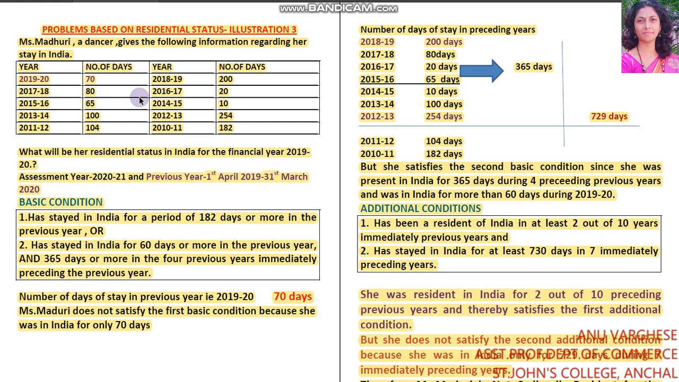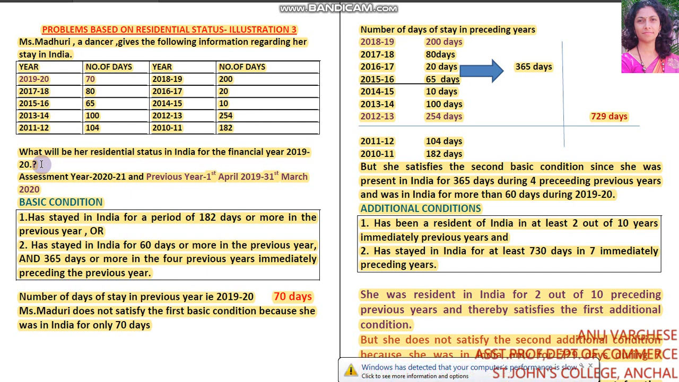Dear students, today we are going to do another problem, that is illustration 3 based on residential status. Let us read the question. Miss Madhuri, a dancer, gives the following information regarding her stay in India. Year and number of days of stay are given in the question. What will be her residential status in India for the financial year 2019-20?